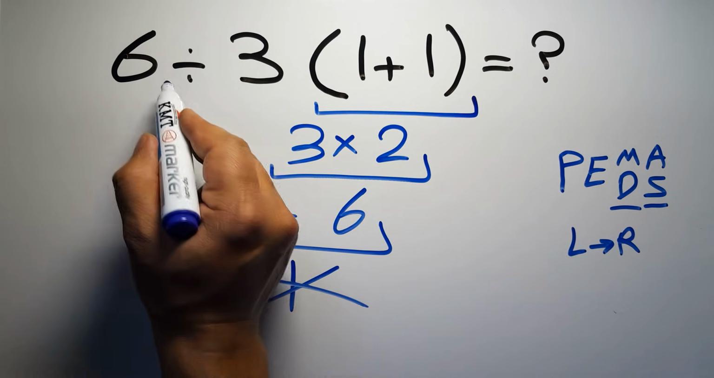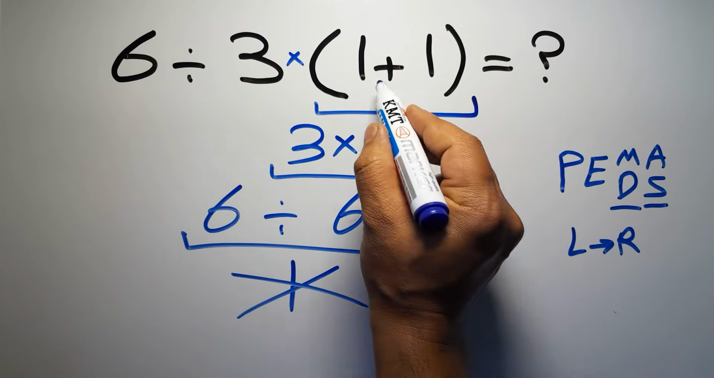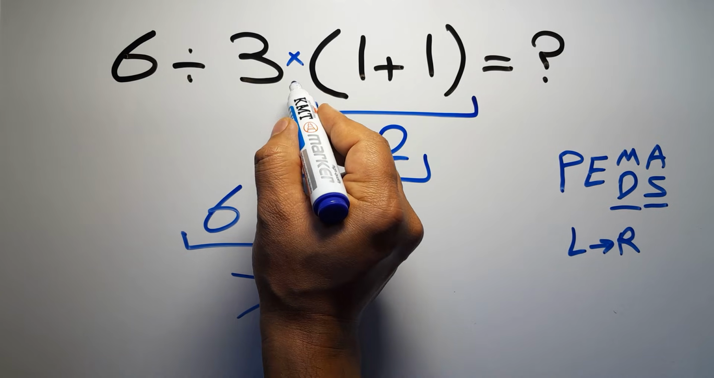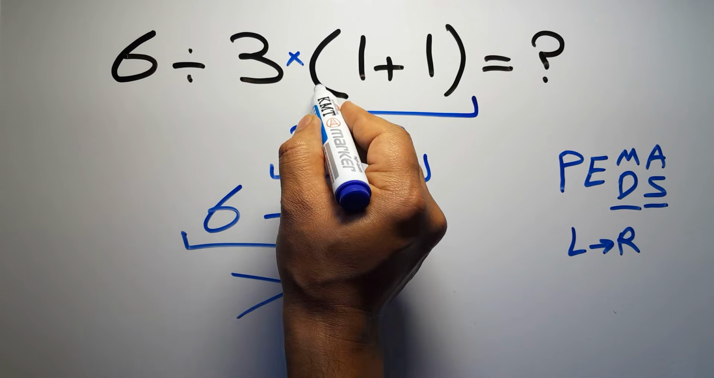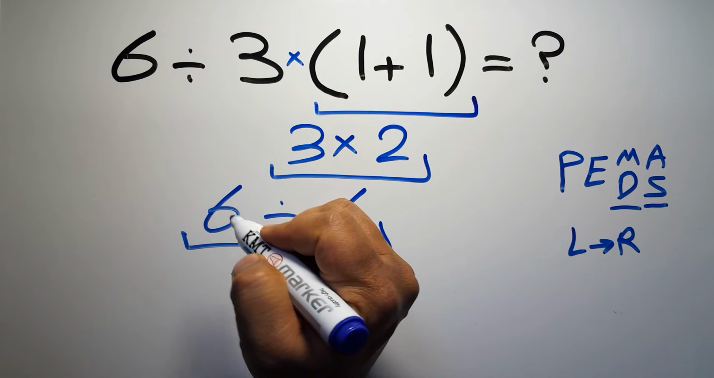In this expression, we have one division, one multiplication, and one parenthesis. Inside this parenthesis, we have one addition. Here we have a multiplication because in mathematics, when a number is placed next to parentheses, it means multiplication, and we usually don't write the multiplication sign for brevity.